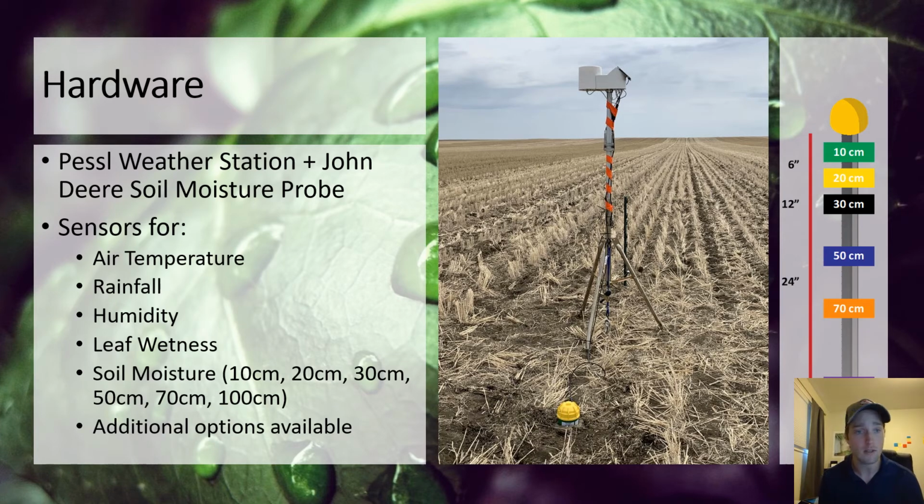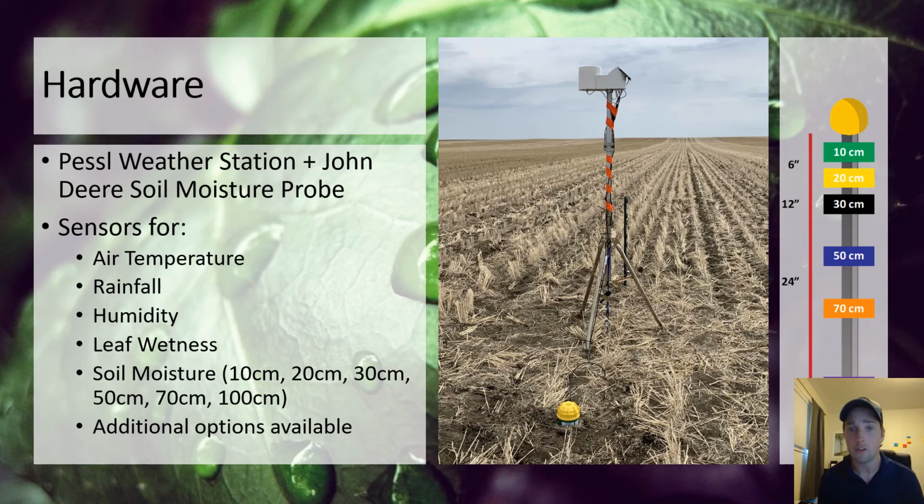So we've got sensors for air temperature, rainfall, humidity. There's leaf wetness sensors. In that soil probe, we've got a sensor at 10, 20, 30, 50, 70, and 100 centimeters. So that's 6 sensors along the length of that probe. And there, of course, are additional options available for things like wind speed, direction, solar radiation. There's quite a plethora of different sensors available.